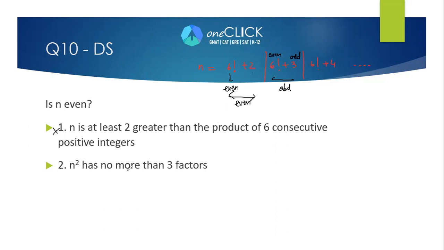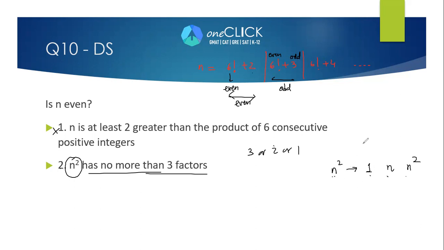Now 2 says n square has no more than 3 factors. No more means the number of factors would be either 3 or 2 or 1. Now, if you are looking at n square, so squaring a number, you cannot have two factors. Why? Because if n square is there, bare minimum, it is definitely going to have 1 as a factor, n itself as a factor, n square as a factor. So at least 3 factors is a must.